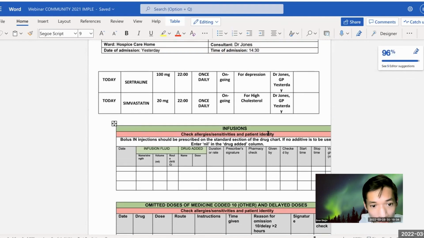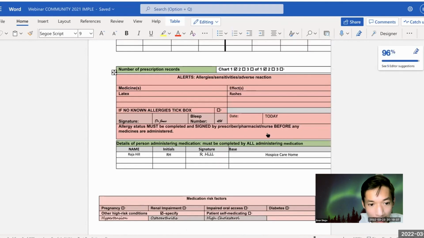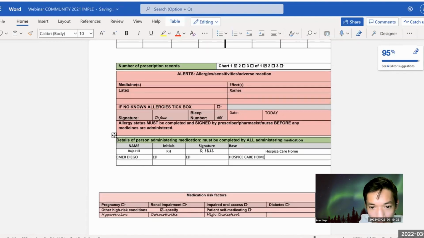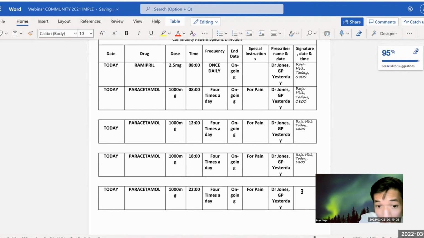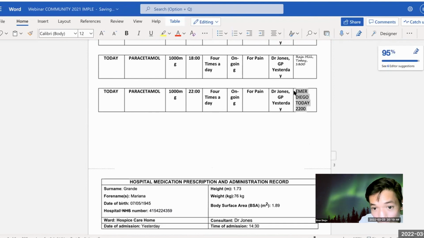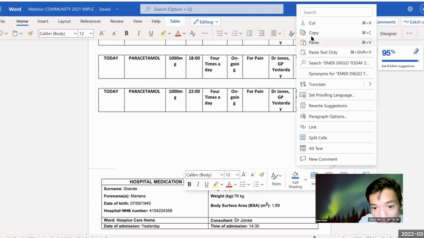Last one. So you put your name, which is, say, Emer Diego. I'm always the nurse. Initial, ED. My signature is, say, ED, and hospice care home. And we have to document this. So in here, as compared to the other drug chart, you need to actually put your signature, the date and the time, because it's not provided. So Emer Diego, you will write the date, let's say today, to indicate the date and the time, which is 2200. So this one is also applicable for your next two drug charts.